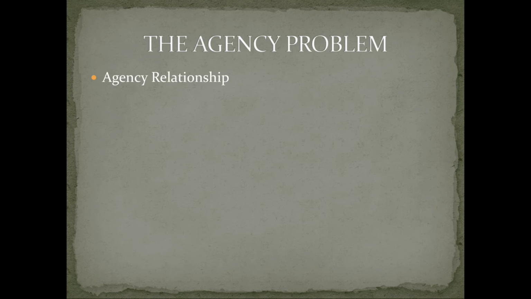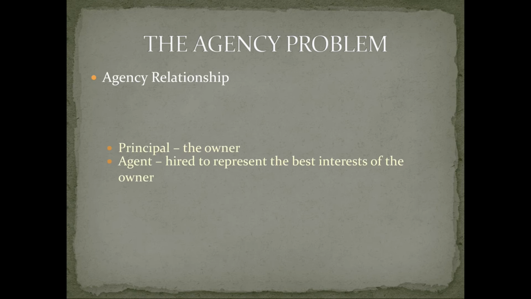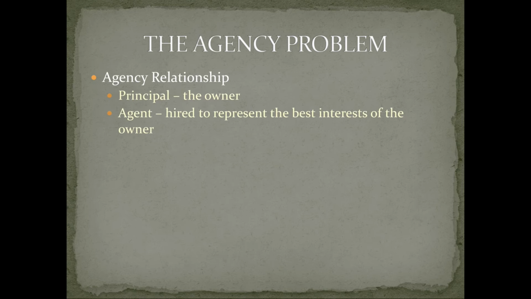Well, what is it? An agency problem occurs when you have an agency relationship. So this exists when someone, the owner, the principal, hires someone else, the agent, to represent his or her best interest. So as you can see, the principal is the owner. The agent is hired to represent the best interests of the owner. Some examples would be, let's say you are the owner of a pizza shop and you hire a manager to run the store, or you are the owner of a car and you hire someone else to sell your car. Well, when you have this separation of ownership, for our example with corporations, owners would be the stockholders. The agents would be the managers, so CEO, CFO.